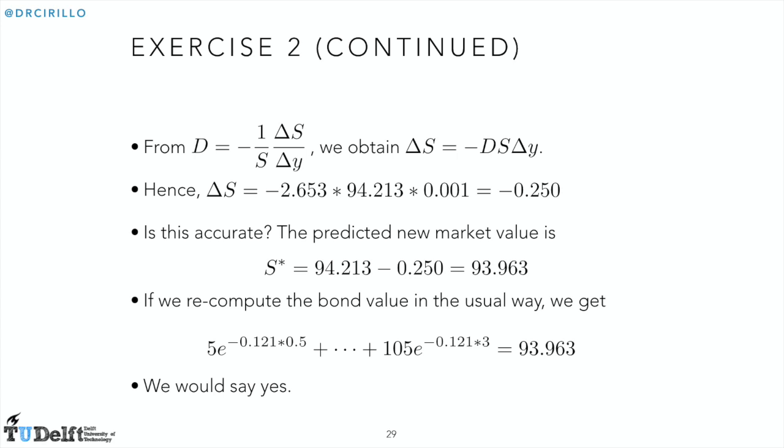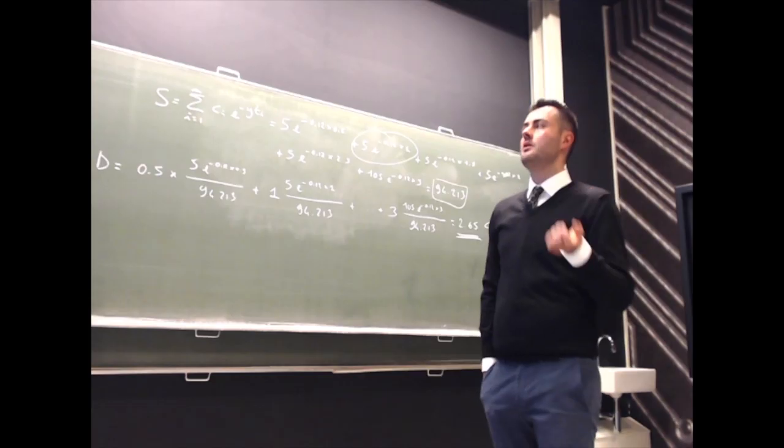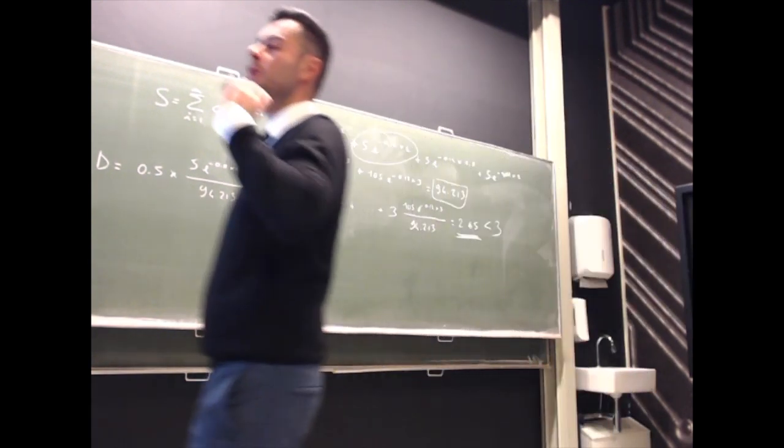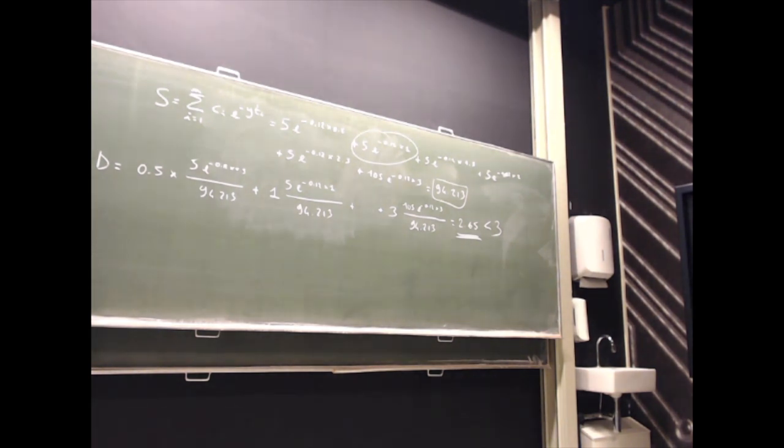minus times the value of my bond times the variation. If I do that, I can expect a change in the value of the bond of minus 0.25. That means that the new market value of the bond would be the old one minus 0.25. So the new value would be 93.96.